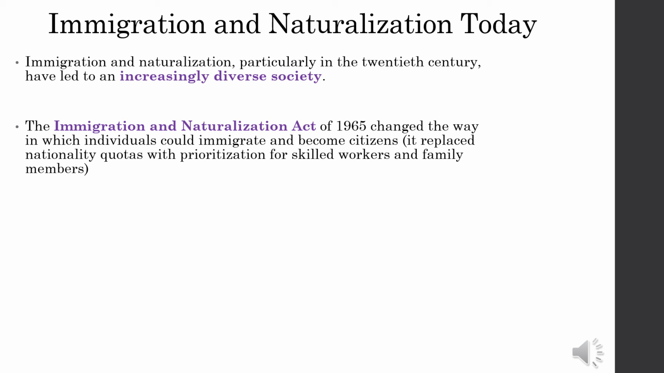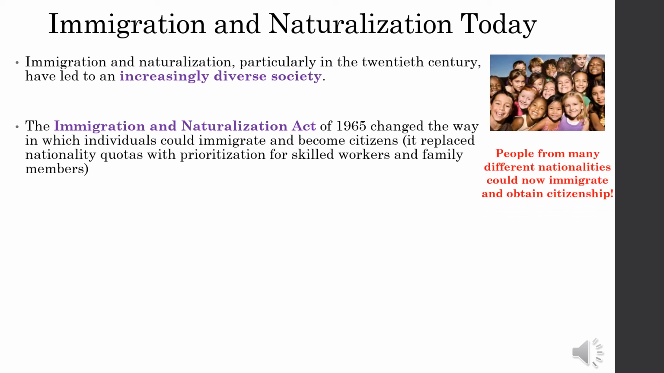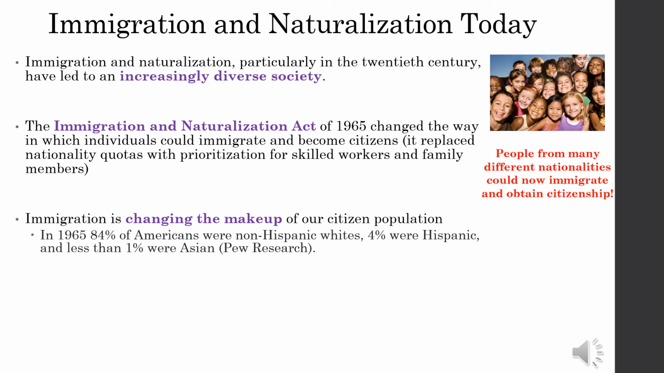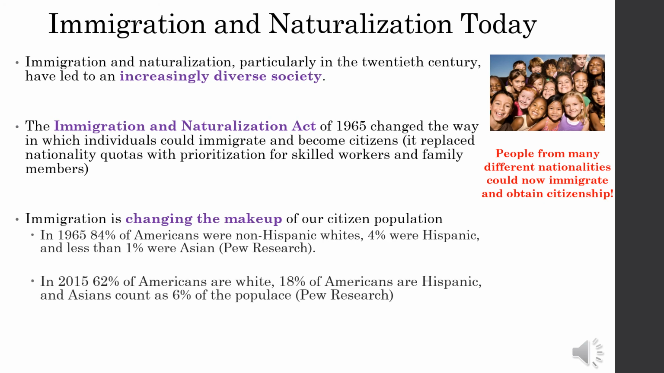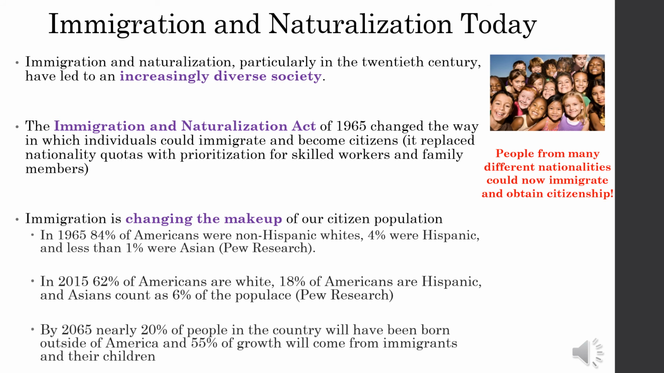What does that mean? America used to say, we will take that many people from that country. Now we say, we will take anybody as long as you have a specific job set, and we'll take your family as well. What has happened? People from many different nationalities can now immigrate and obtain citizenship, and immigration is changing the makeup of our citizen population. In 1965, 84% of Americans were non-Hispanic whites, 4% were Hispanic, and less than 1% were Asian. In 2015, 62% of Americans are white, 18% of Americans are Hispanic, and Asians count as 6% of the population. And by 2065, nearly 20% of the people in the country will have been born outside of America, and 55% of growth will come from immigrants and their children.